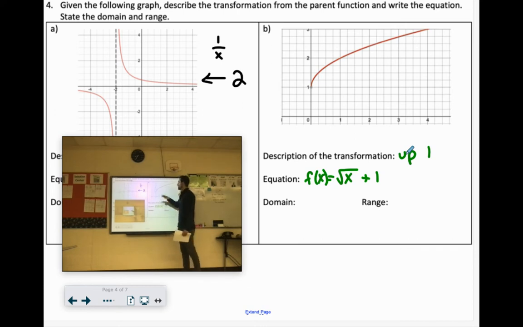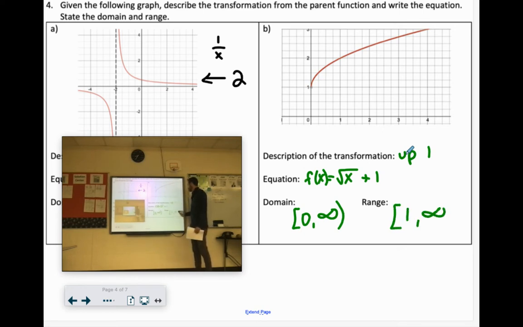So domain is x values. Our lowest x value is 0. So we'd say 0 to positive infinity. The range is your y values. The lowest y value we hit is 1. So we'd say 1 to positive infinity.